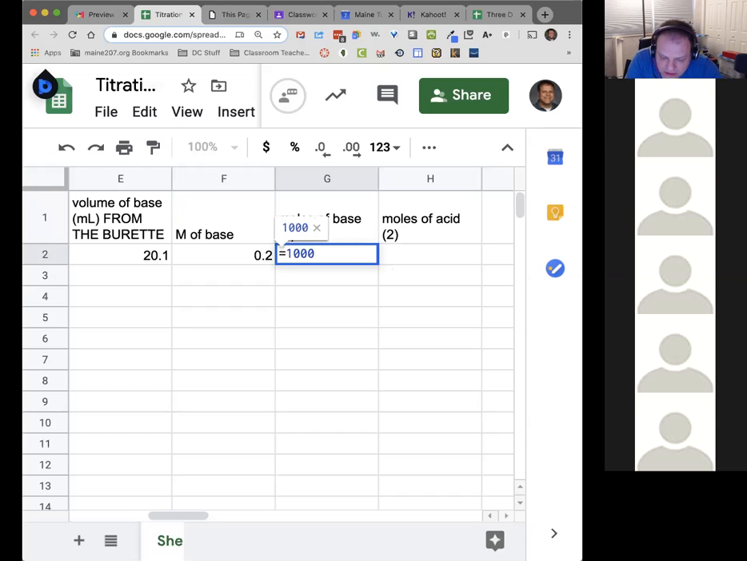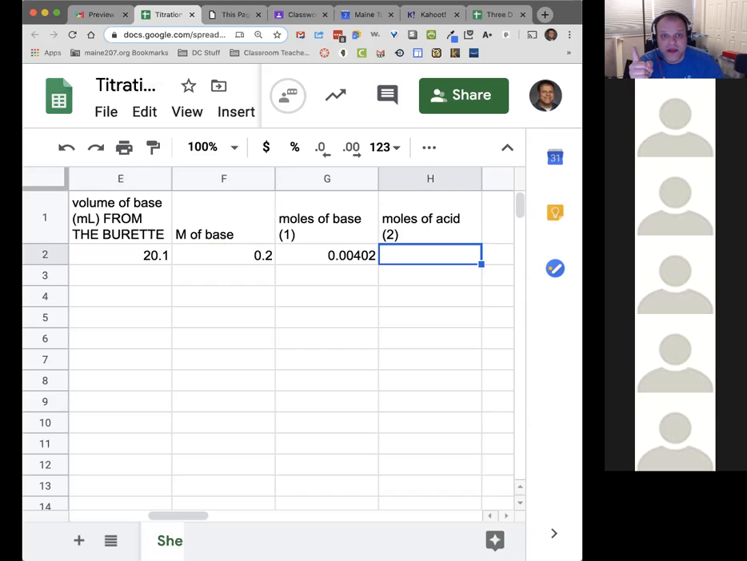Times, if I can find it, there it is, Shift 8, Mr. Swistack. All right, and then, oh, no. Sorry about that. If we think through, we had to go 0.2 times, and then we had this value, we were going from 1,000 to 0.2, so that means that we had to multiply by the 20.1, and then we had to divide by 1,000. So we're gonna do that divided by 1,000. Oh, there we go, 0.004. I remembered that. So we're good on that. So that's the number of moles of the base.